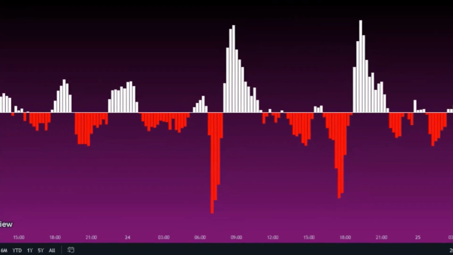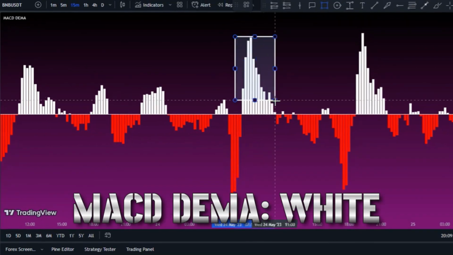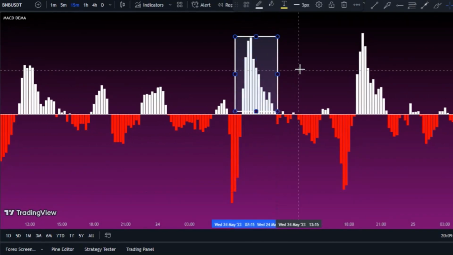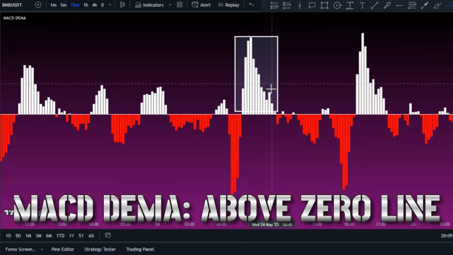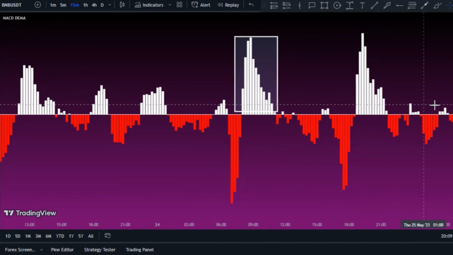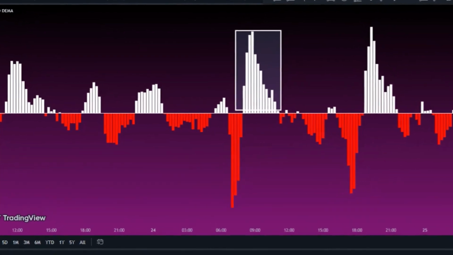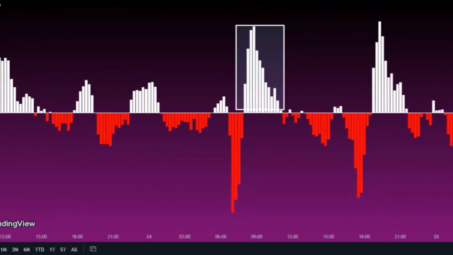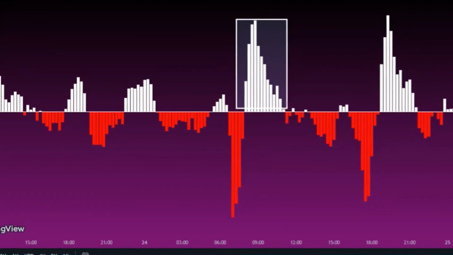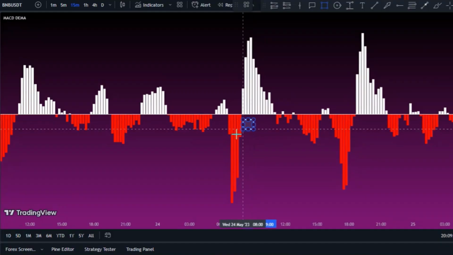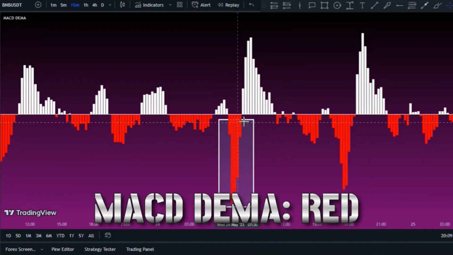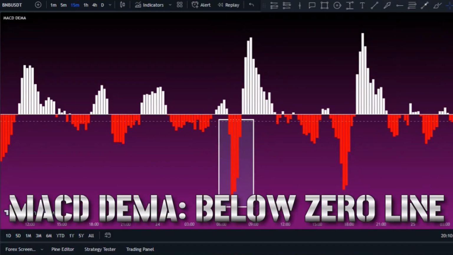Essentially, when the MACD-EMA indicator's histogram is white and above 0, that confirms entering a buy trade. And vice versa, when it's red, that signals a sell trade.